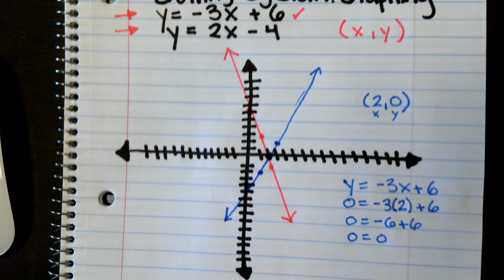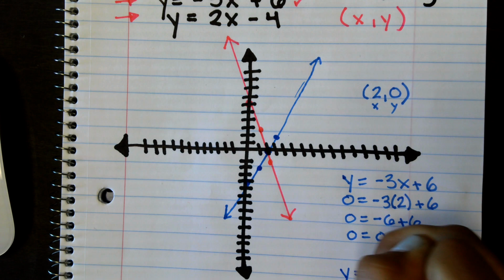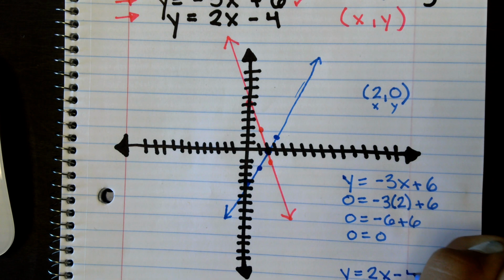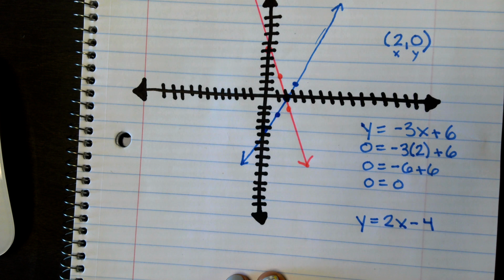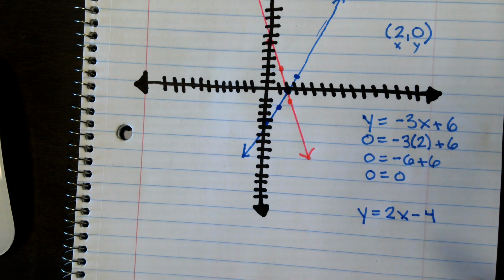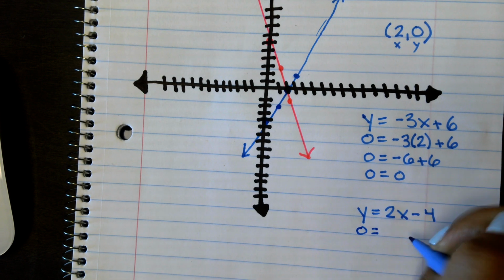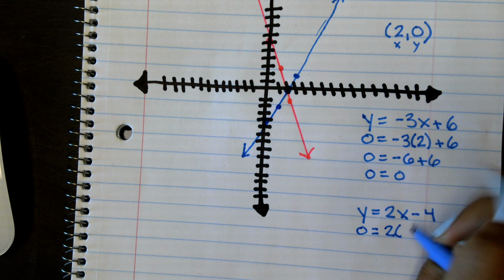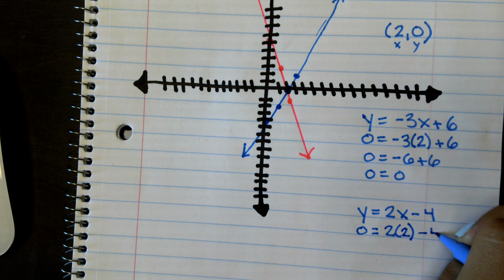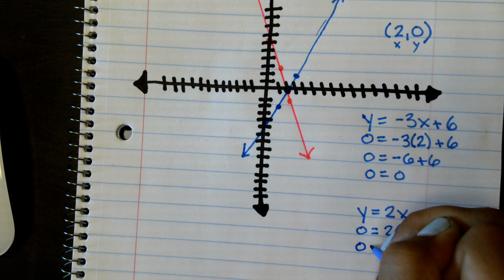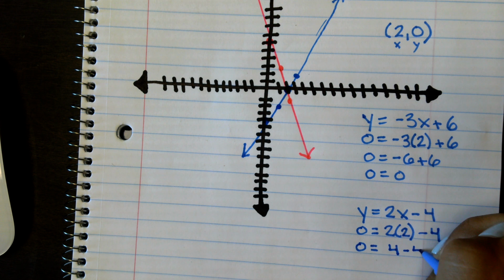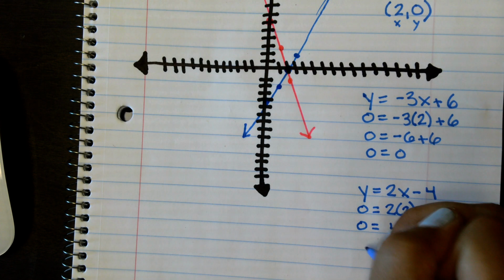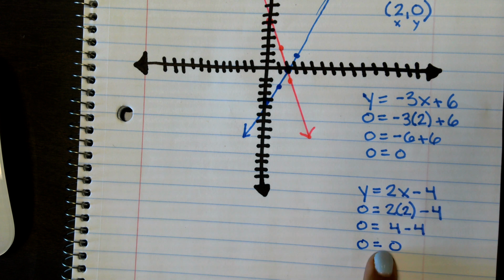Does it work for the second one? y equals 2x minus 4. We will find out. So again, my y is 0 equals 2 times my x, which is 2, minus 4. 0 equals 4 minus 4, and 4 minus 4 is 0. So it works for that one too.